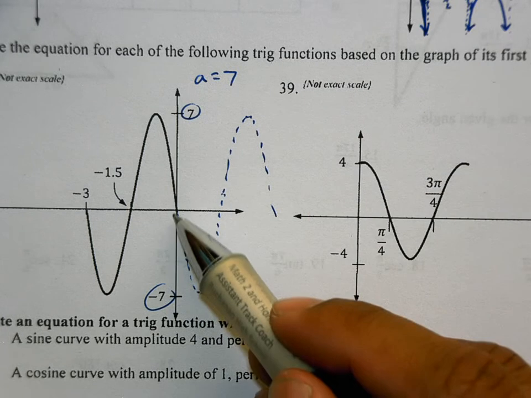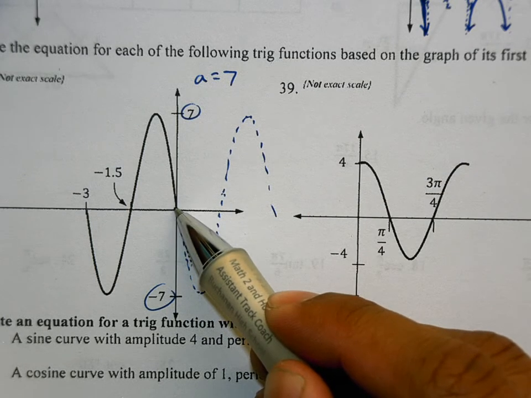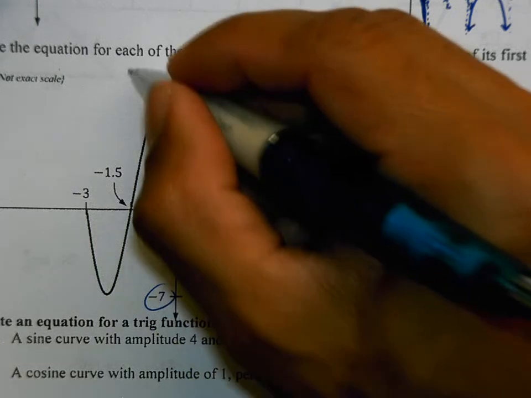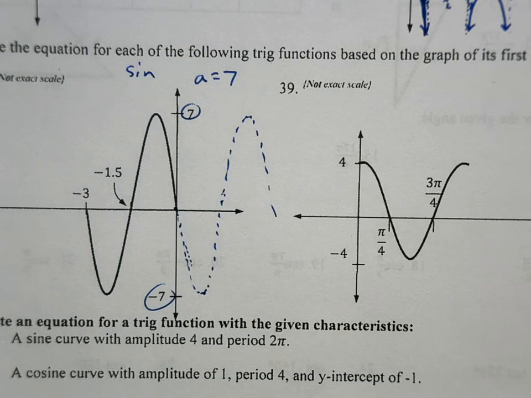We're going midline, extrema, midline, extrema, midline. That tells me that it's a sine graph because it starts in the middle. Wouldn't the A value be -7? Yes. No. The A value would be -7.